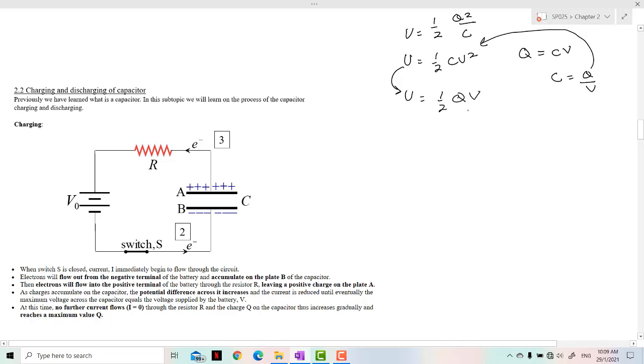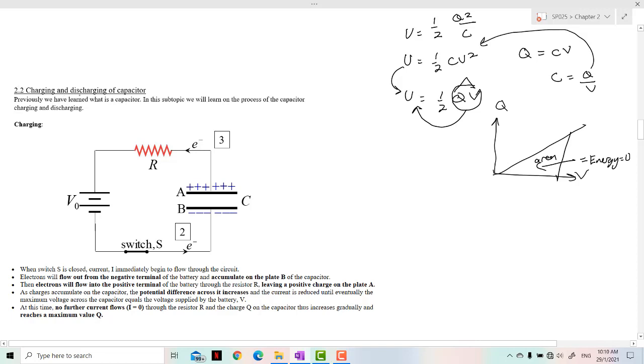I just want you to know, you can actually plot a graph of Q and V, and you get a straight line. As usual, if you plot a graph of this, the area under the graph gives you the energy. So the area under here equals the energy, U. So if they give you a graph of Q against V, the area under the graph gets you back the energy of the capacitor. Okay, so that's that. Now let's go into our second subtopic, 2.2, charging and discharging of a capacitor.